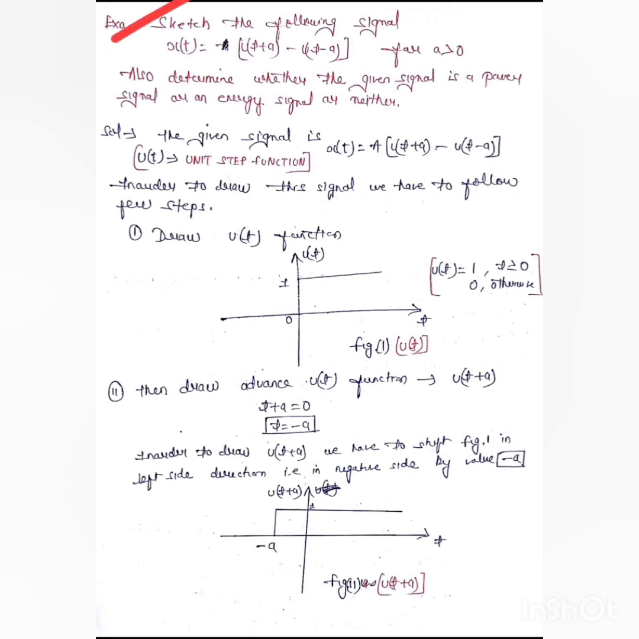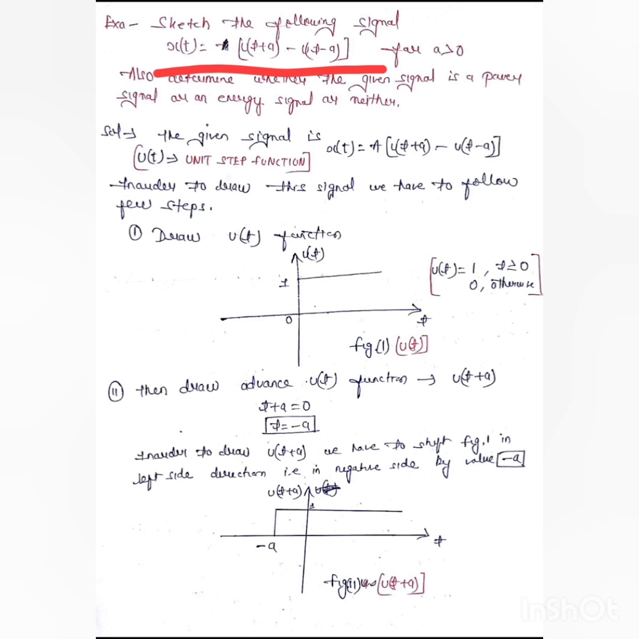Here we have the question: sketch the following signal. x(t) is equal to u(t plus a) minus u(t minus a) for a greater than 0. Also determine whether the given signal is a power signal or an energy signal or neither. First of all, we have to draw this given signal.